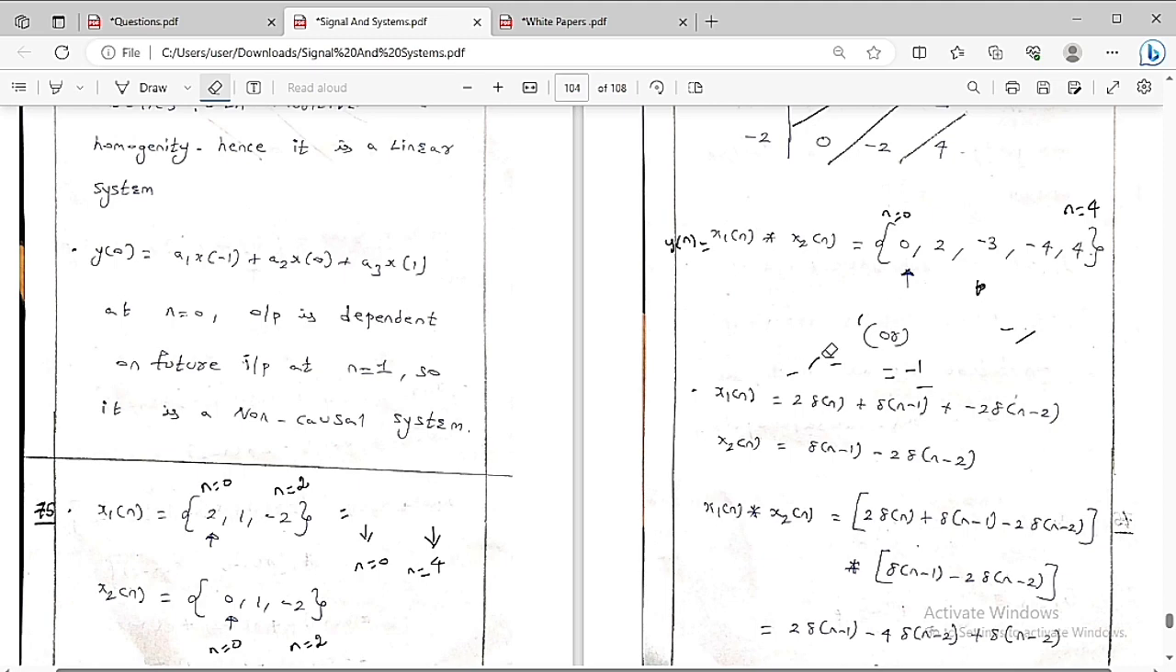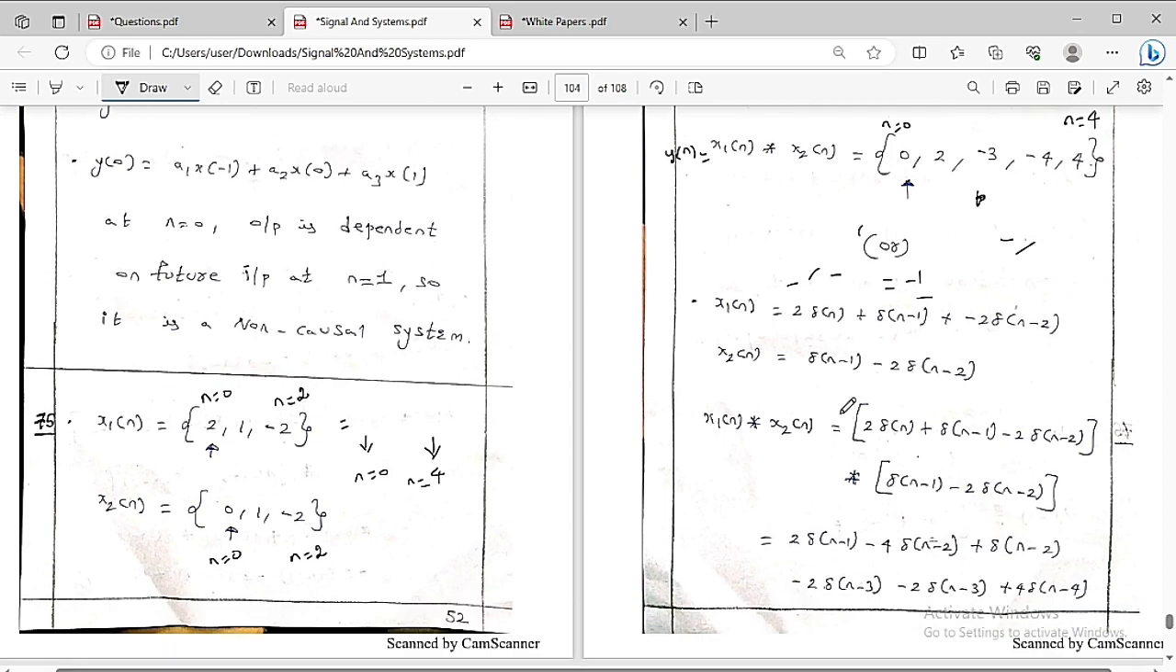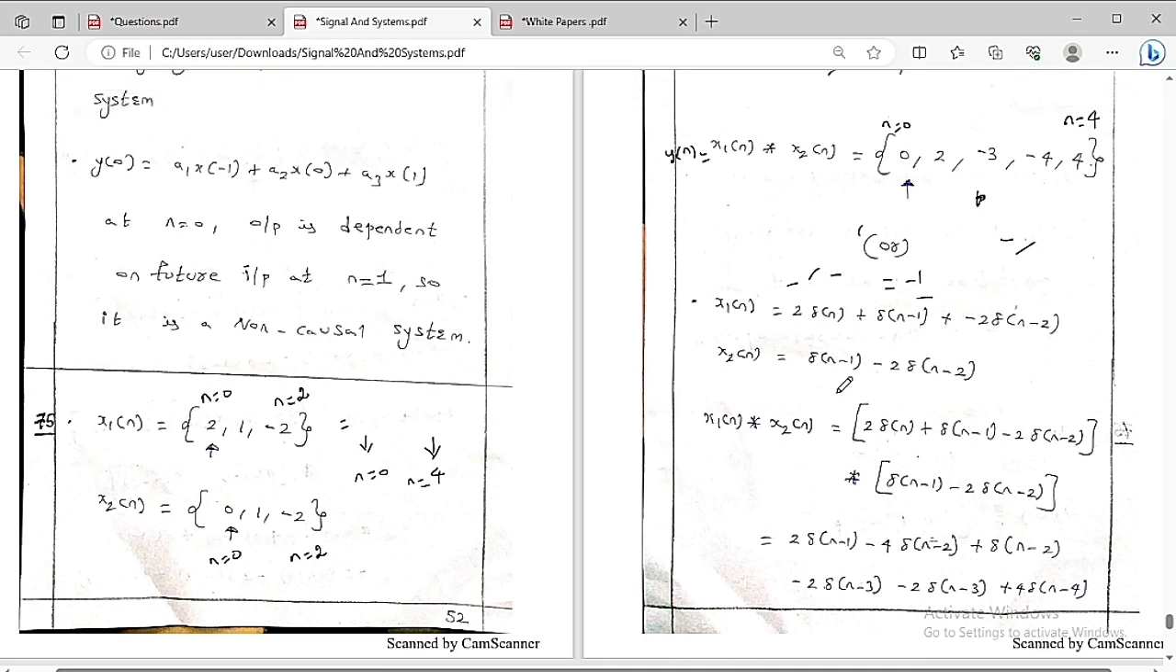Okay. What is x1 of n? In the other method, standard procedure. x1 of n is 2 delta of n plus 1 delta of n minus 1 plus minus 2 delta of n minus 2. What is x2 of n? x2 of n is nothing but 0 delta of n, 1 delta of n minus 1 plus minus 2 delta of n minus 2.